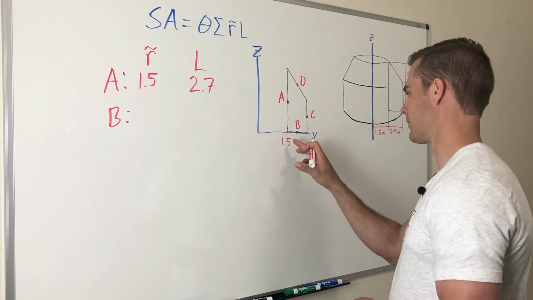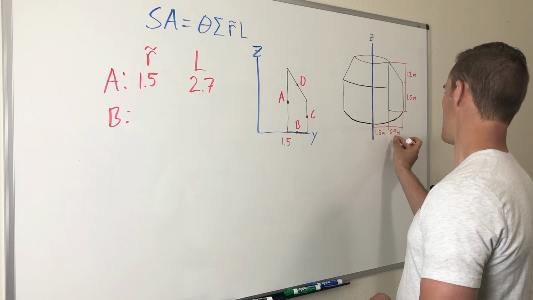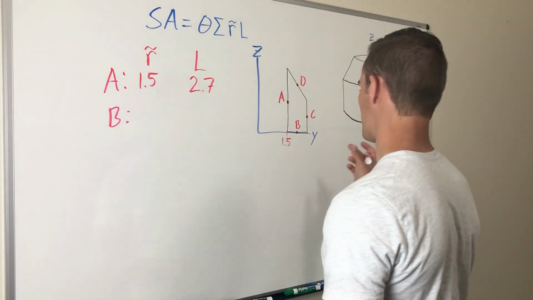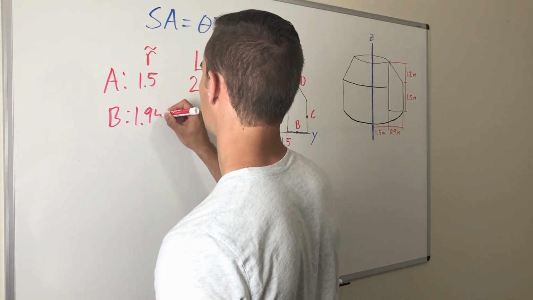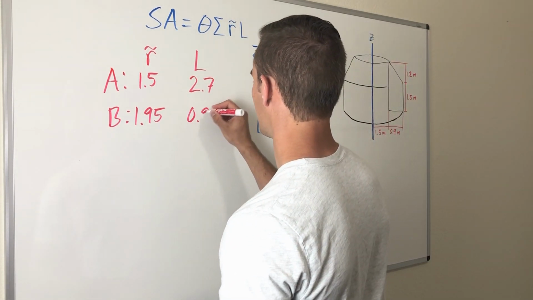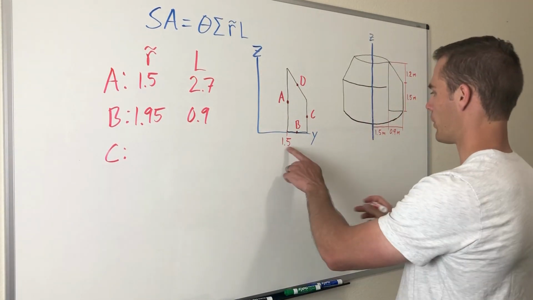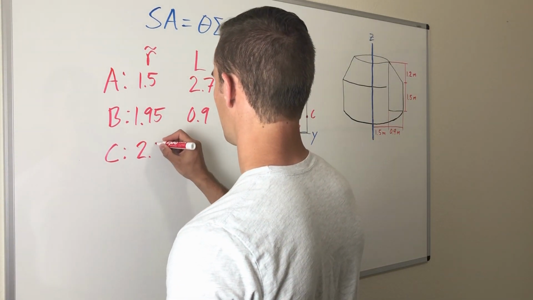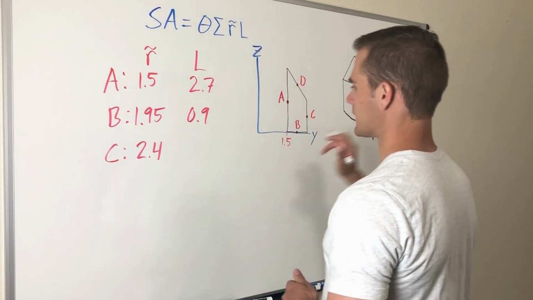For B, the R tilde is going to be 1.5 plus half of its width, which is 0.9 divided by 2. So 0.45 plus 1.5 is 1.95. And then its length is 0.9. For C, its centroid is 1.5 plus 0.9, so that is going to be 2.4. And then its length is given to us, it's 1.5.